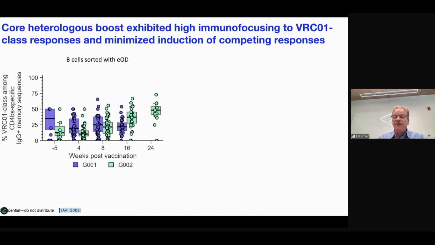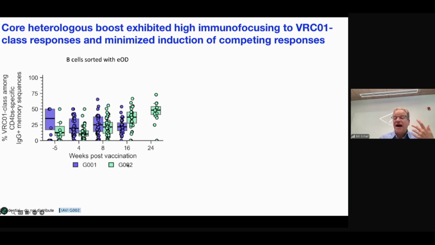We also found a remarkable thing: the heterologous boost was able to maintain very high immunofocusing. So bear with me for a second. On the left slide, the y-axis shows the percent of CD4 binding site specific B cells that are VRC01 class. I mentioned that we're inducing VRC01 class and non-VRC01 class competitors. So I'm showing the percent of all of the epitope-specific B cells that are VRC01 class, again for G001 in blue and G002 in green.